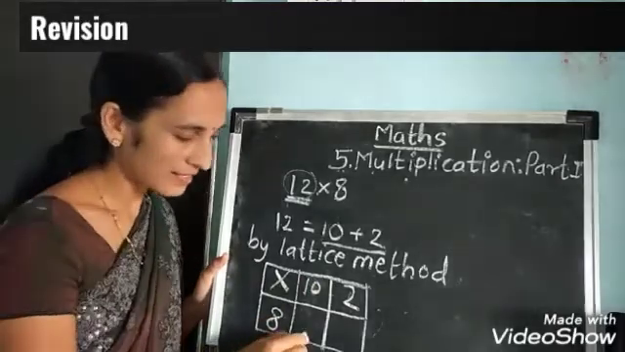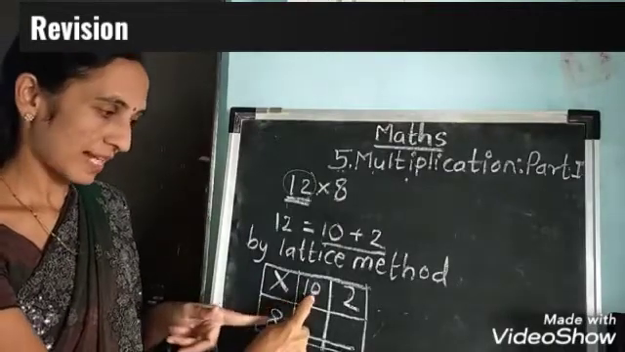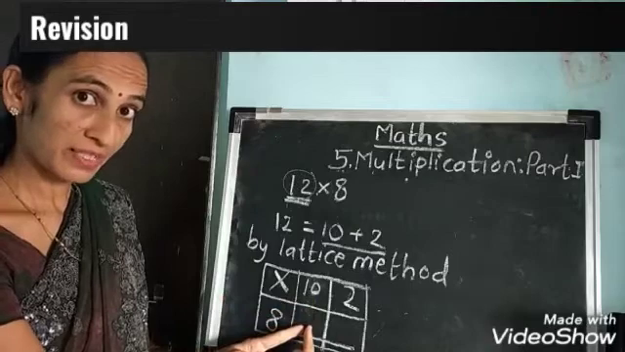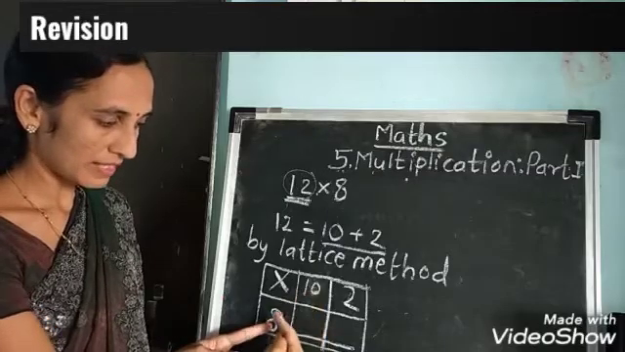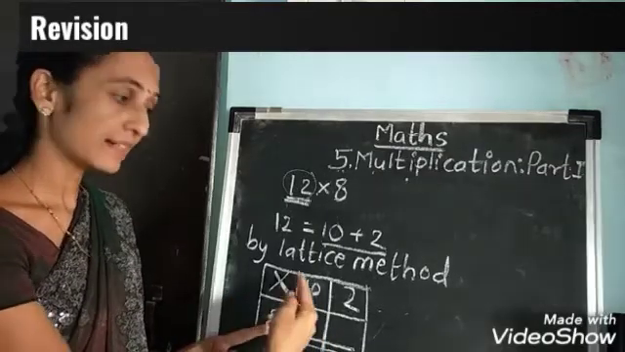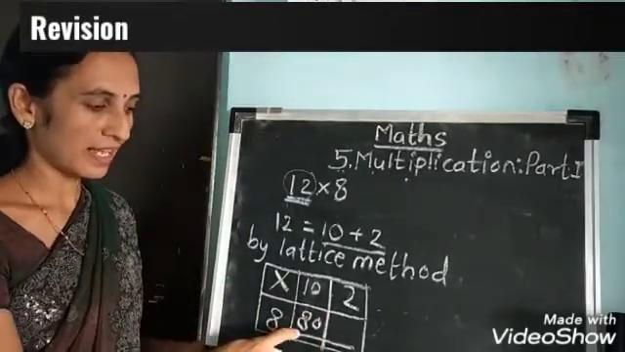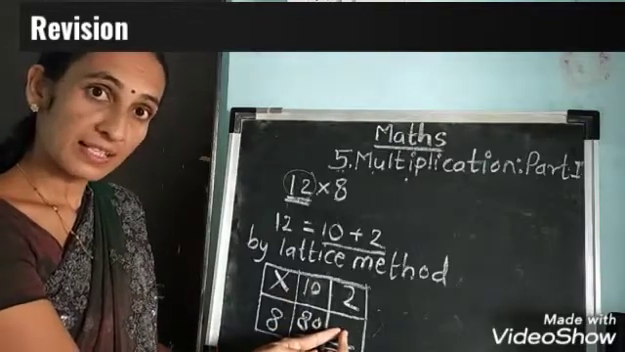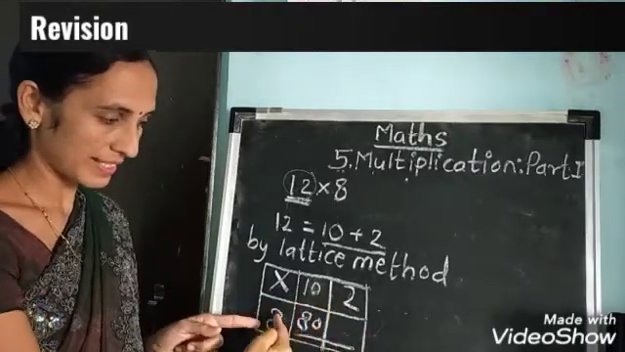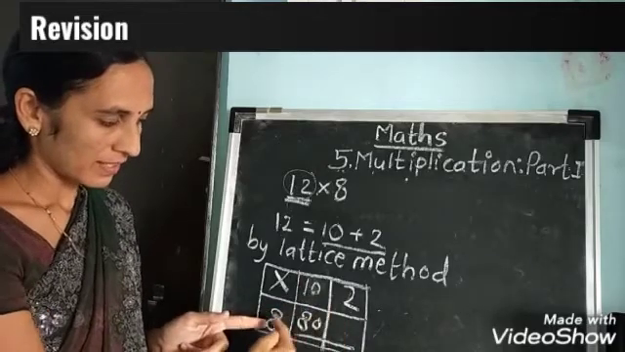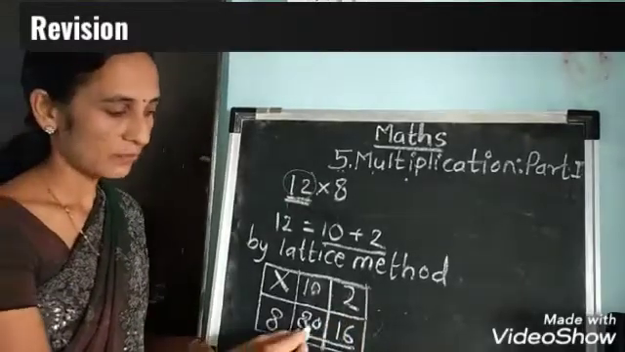Now find the answer of these boxes. See, I want the answer of this, so go straight. Watch the movements of my fingers. 10 multiplied by 8: 8 10s are 80. This answer I got. Now I want to find the answer of this box. So go straight, don't consider this. 2 8s are 16. Now we got these two numbers.